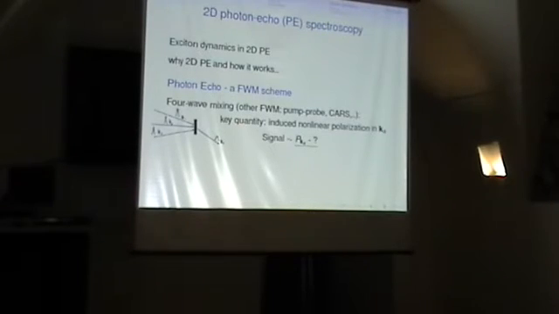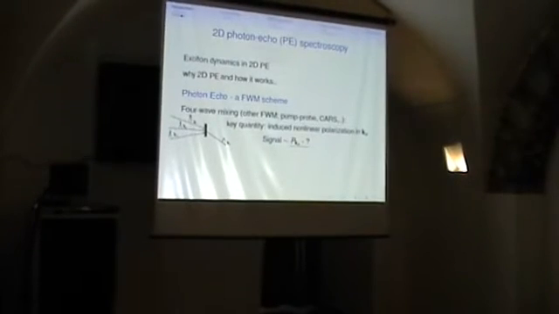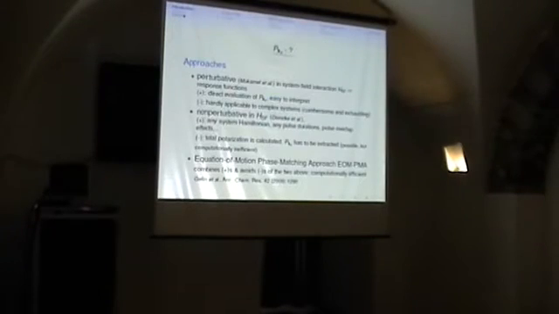Okay, so now why two-dimensional Photon-Echo, and how it works. Two-dimensional Photon-Echo is a four-wave mixing scheme. That means you have 3 incoming laser pulses, which interact with your sample. The Photon-Echo then chooses a particular phase matching condition, and in order to calculate the signal, you need a way to calculate the induced polarization in this particular phase matching condition.